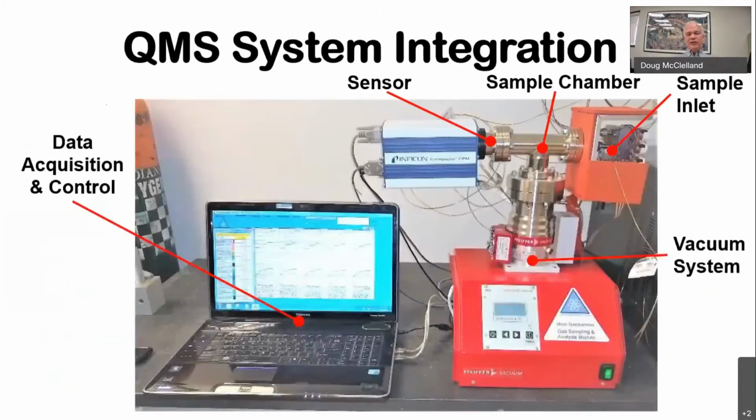So overall, as you saw in the video, here's the total system integration. You have the data acquisition and control system, which is our software on the computer. You have the sensor, and you have the sensor located inside the sample chamber. You have a sample inlet, which can be single or multiplexed, and you have a vacuum station.